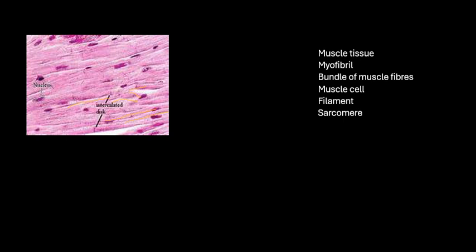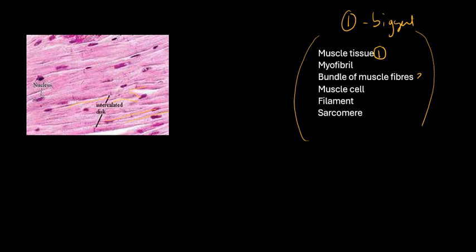Okay, so if you can now pause the video and try and place these into the appropriate size, starting with 1 as the biggest, all the way down to the smallest. Okay, so have you done that? We've got muscle tissue being the largest, and within the muscle tissue we have our bundle of muscle fibers, and then our muscle cell, which is made up of our myofibril, which is broken into the sarcomere.